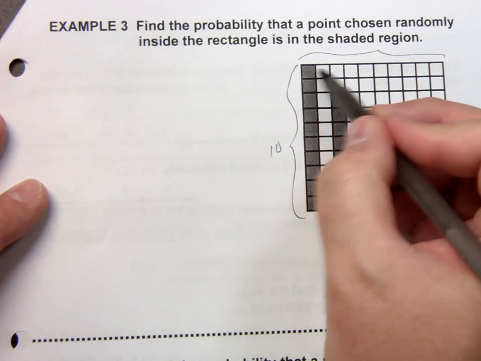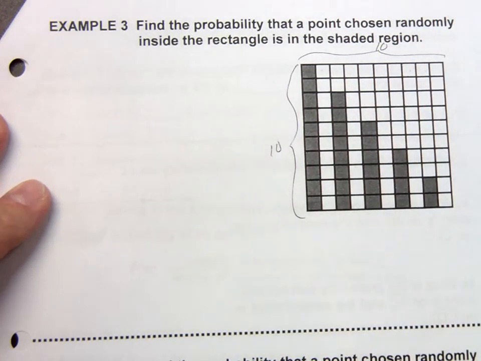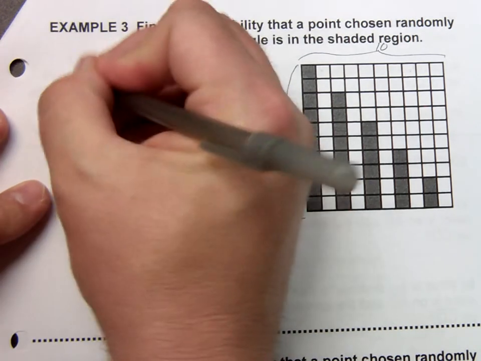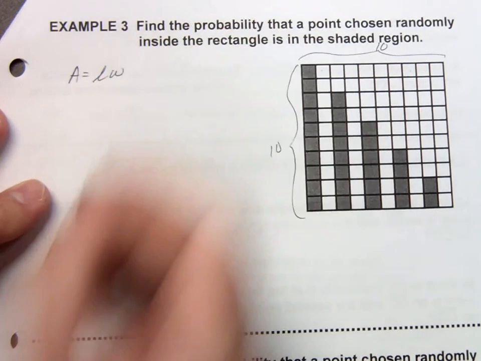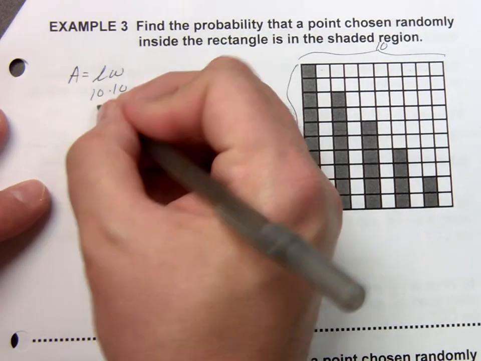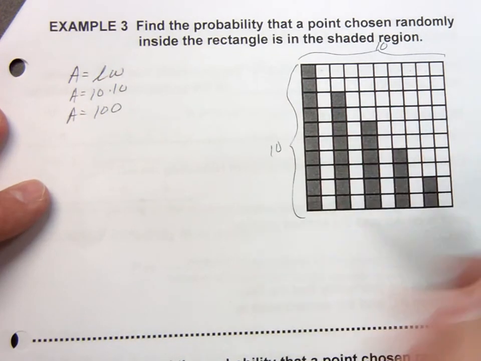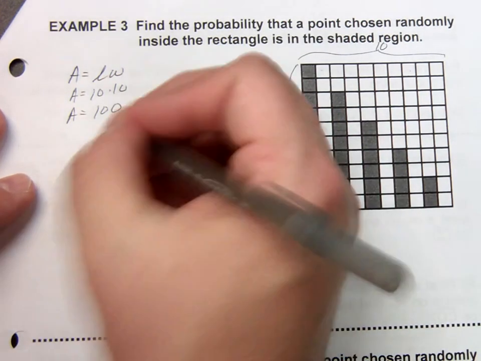1, 2, 3, 4, 5, 6, 7, 8, 9, 10. So this is actually a square. You can either do length times width, or you can do side squared. But however you do it, whether it's 10 times 10 or 10 squared, you're really doing the same thing. You should find out that the area of this entire square is 100 units squared.